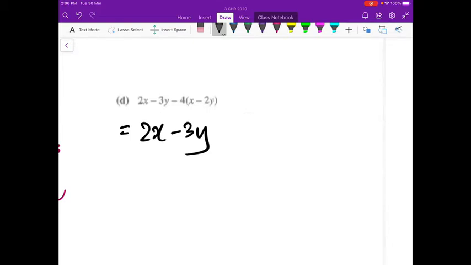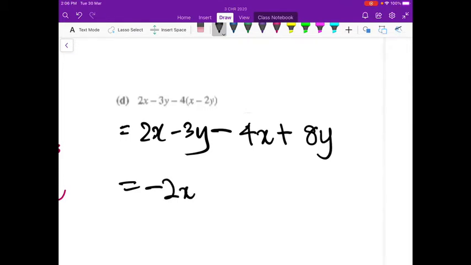Okay, what's after 2x minus 3y? Right. I have to write. Yeah, right. This is on page 81. 81. I do already.